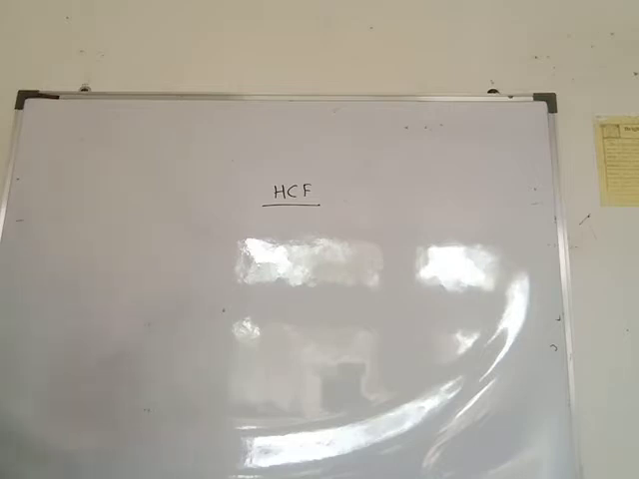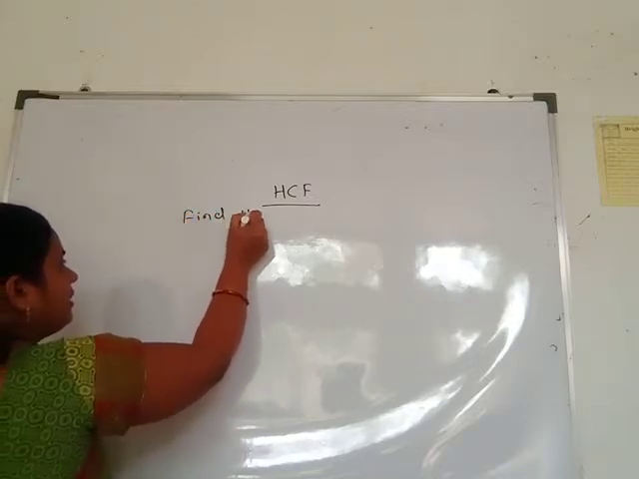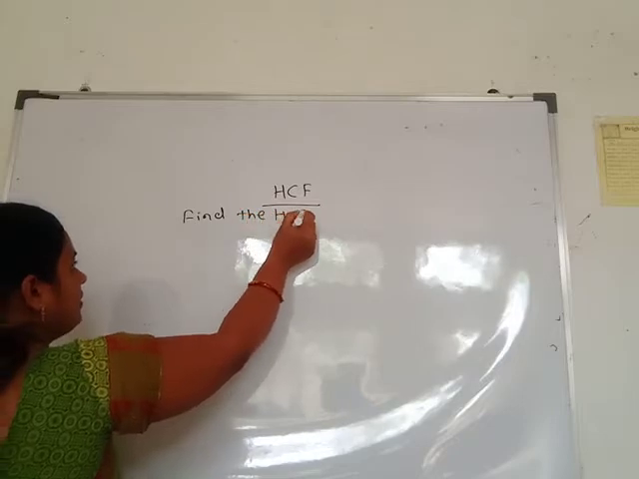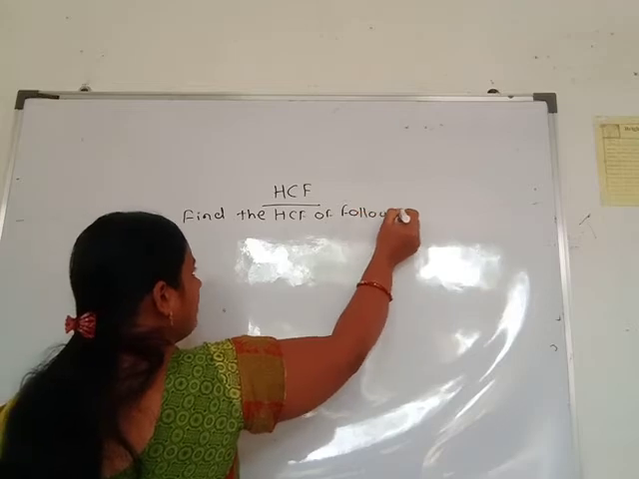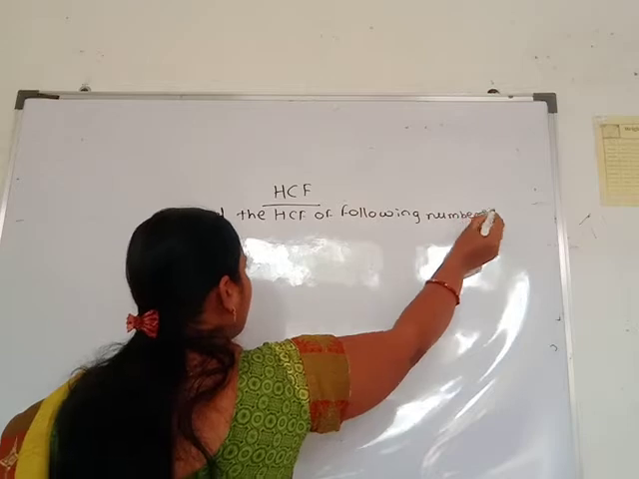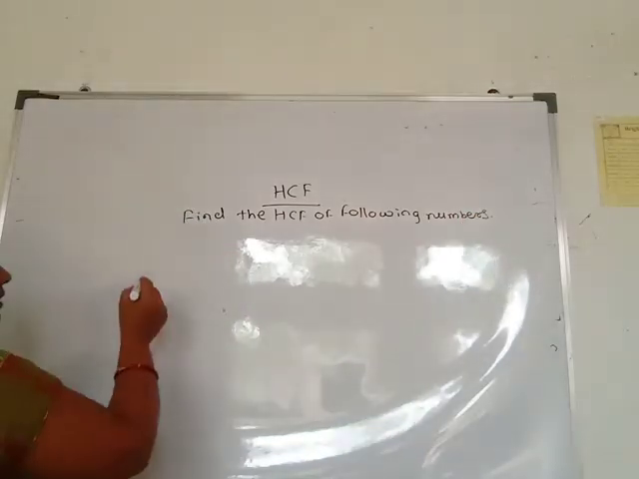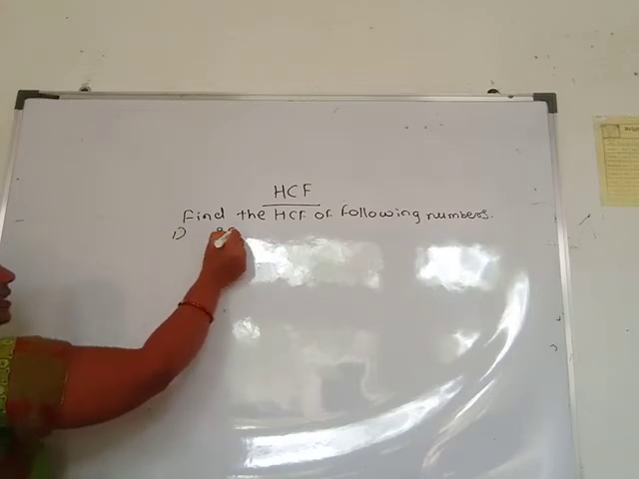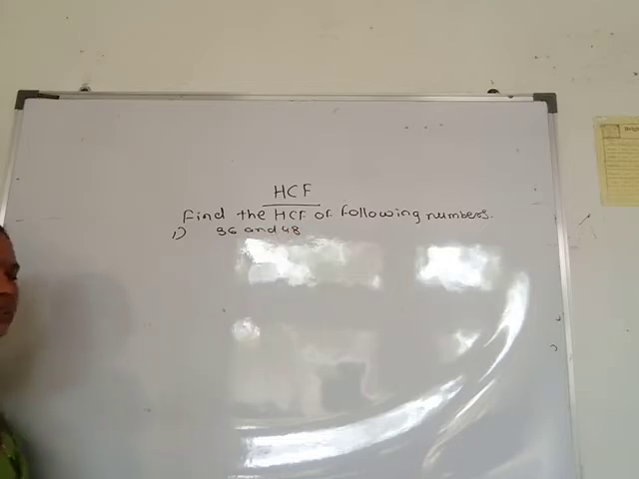See one example, 36 and 48. Find the HCF of the following numbers. There are two methods for HCF: the prime factorization method and the division method. Let us see one by one. Here 36 and 48 are given. Firstly you write the factors of 36.